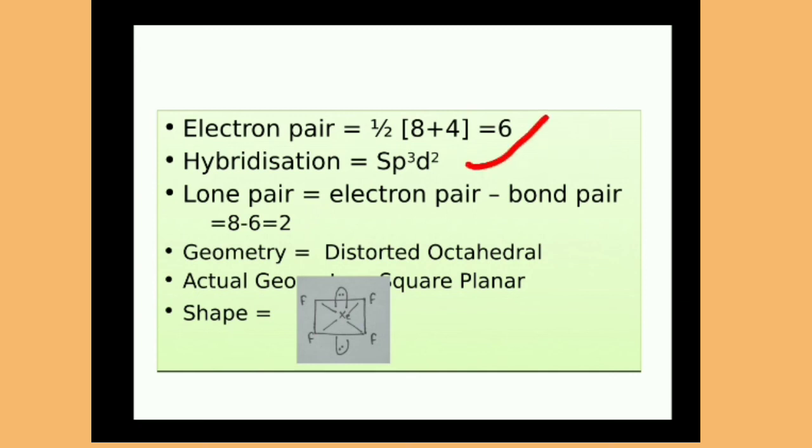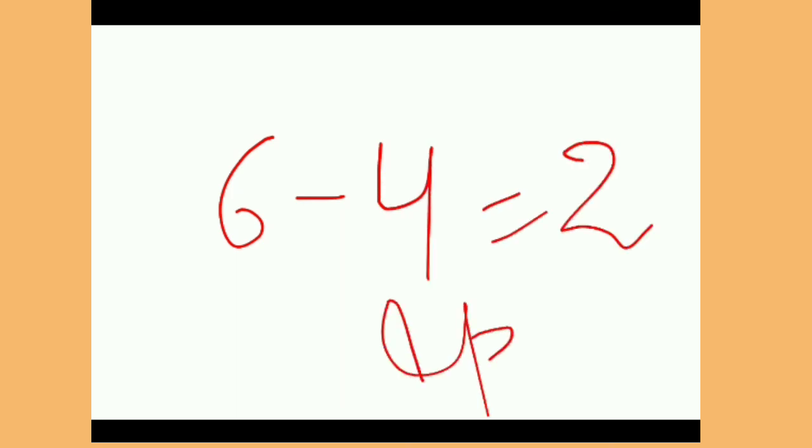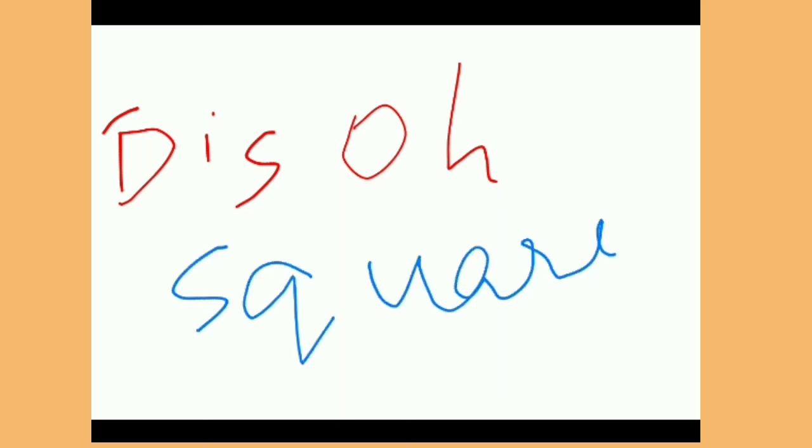Hybridization sp3d2. Here electron pair will be 6 minus 4 bond pairs, which equals 2. So lone pairs will be 2. Now geometry will be distorted octahedral. Since geometry is distorted octahedral, there will be some actual geometry. So its actual geometry is square planar. Its actual geometry will be square planar. Square planar is drawn like this.